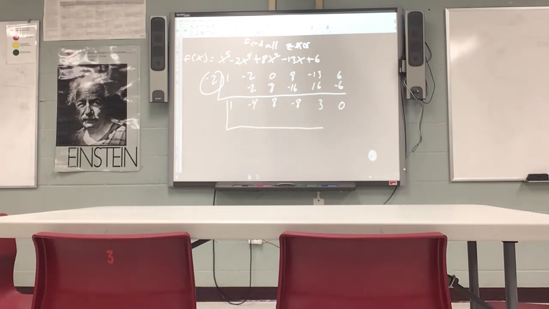Okay, was negative 2 one of the ones where it turned? Or, no, it turns on the other side, so 1. Are y'all with me? Remember on your graph? 1 times 1 is 1, I add and get negative 3. Negative 3 times 1 is negative 3, I add and get 5. 5 times 1 is 5, I add and get negative 3. Negative 3 times 1 is negative 3, I add and get 0.